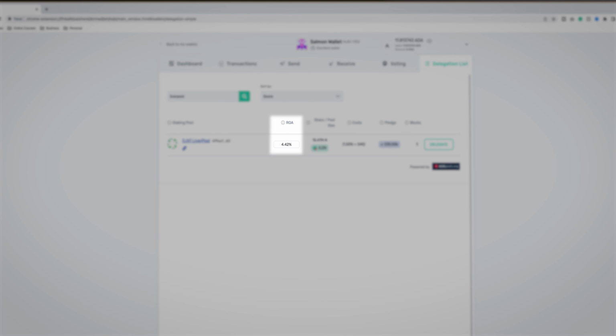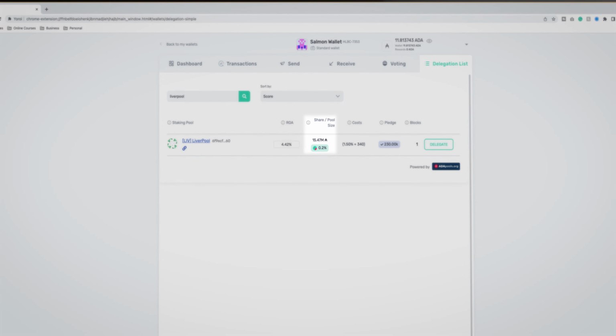Anyone who has dabbled with trading or investing at any stage or platform may very well recognize this as rate on assets. This is effectively the same here. We refer to it as rate on ADA. This is a rough percentage estimate of expected returns on your ADA investment over the course of a 12-month period.